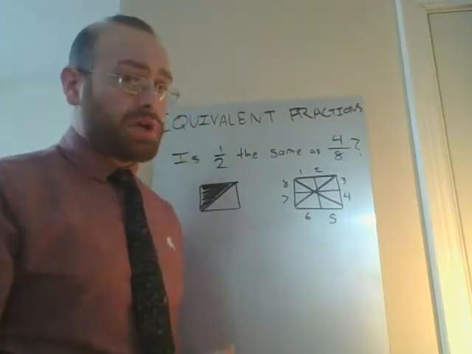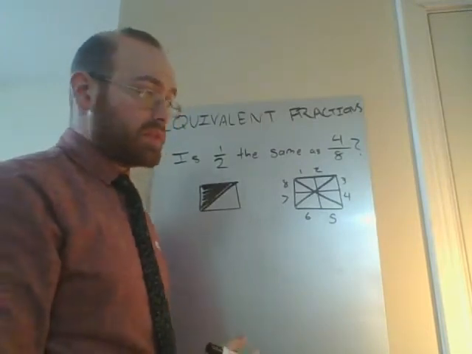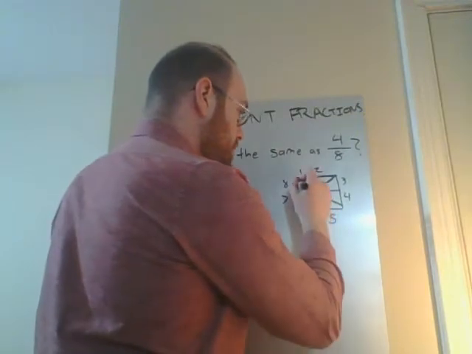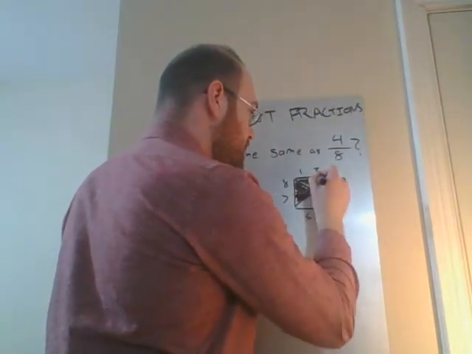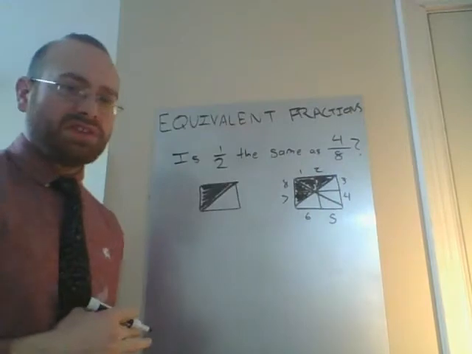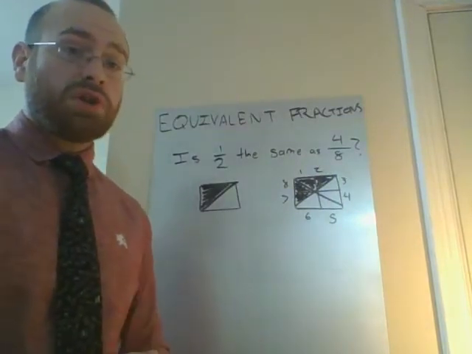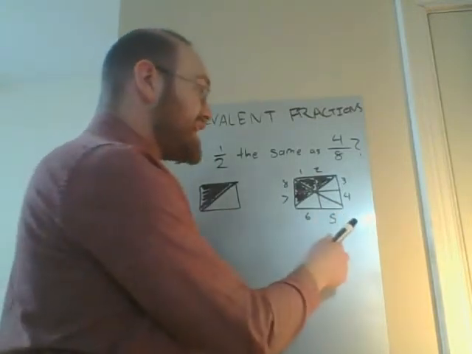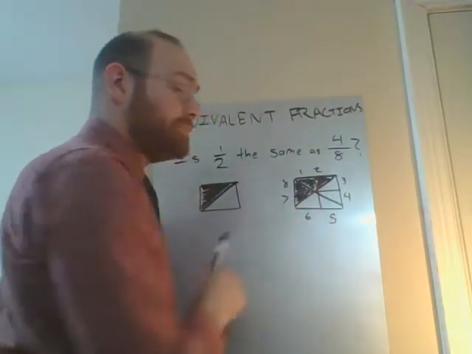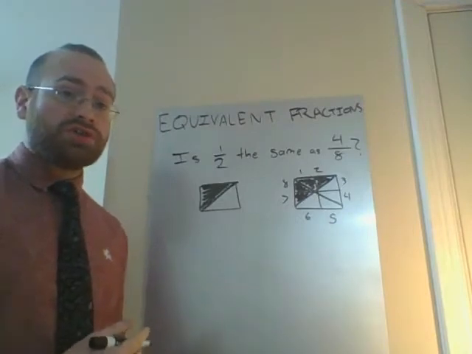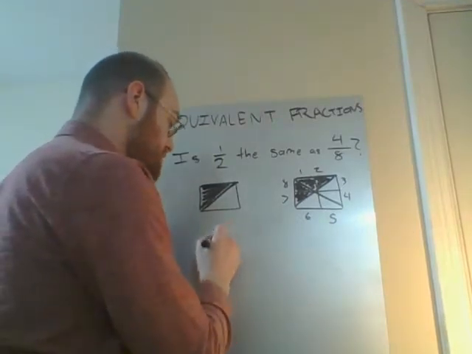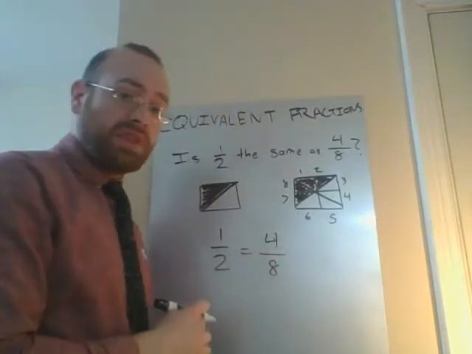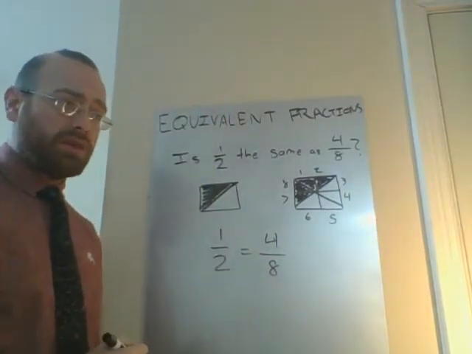Now it doesn't really matter which 4 we shade in, but if we pick the right 4, we'll see that we get the same picture. We have the same amount of the total square shaded, whether we divide it into 2 pieces and shade 1 of them, or 8 pieces and shade 4 of them. So these two fractions are equivalent. We can say 1/2 is equal to 4/8, and this is a true statement.